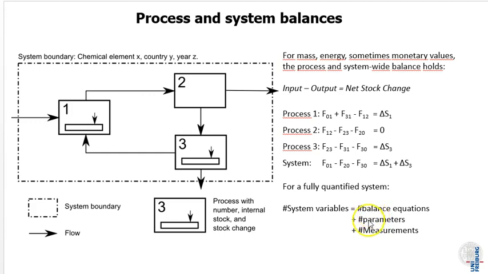The reason why we have this relationship here is that each mass balance equation is a constraint for your system variables. If you look at the very simple case, process 2 has one incoming flow and two outgoing flows. If you know two of the flows, the third one is already determined by the mass balance. You can't change it anymore.